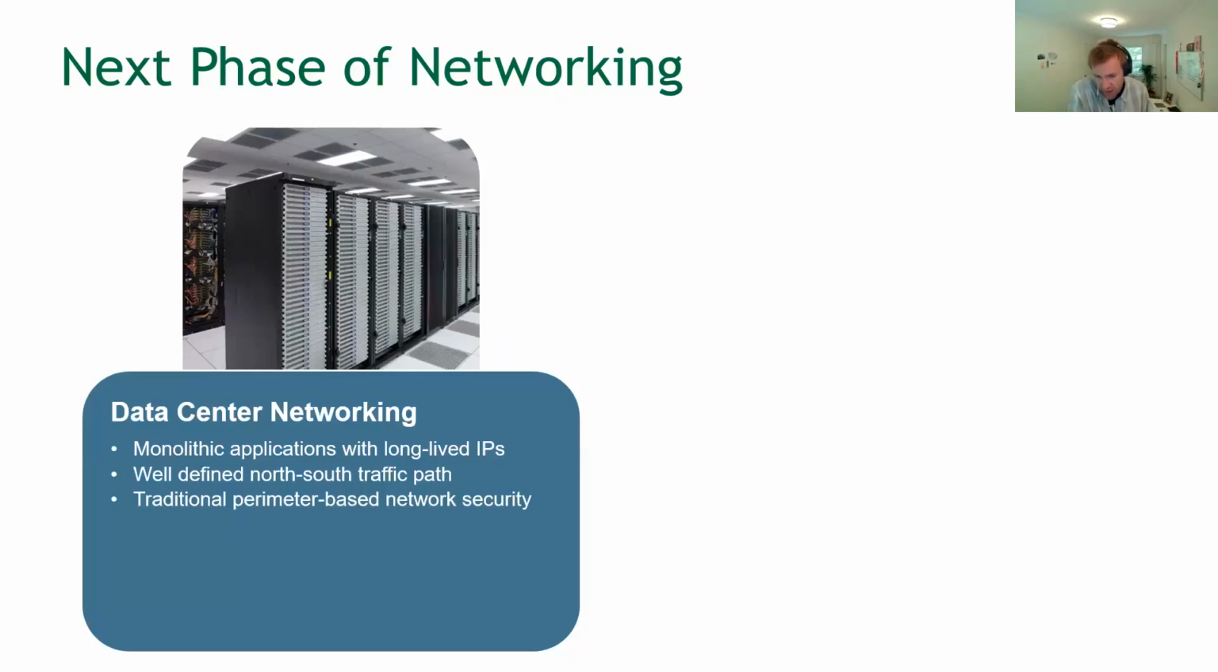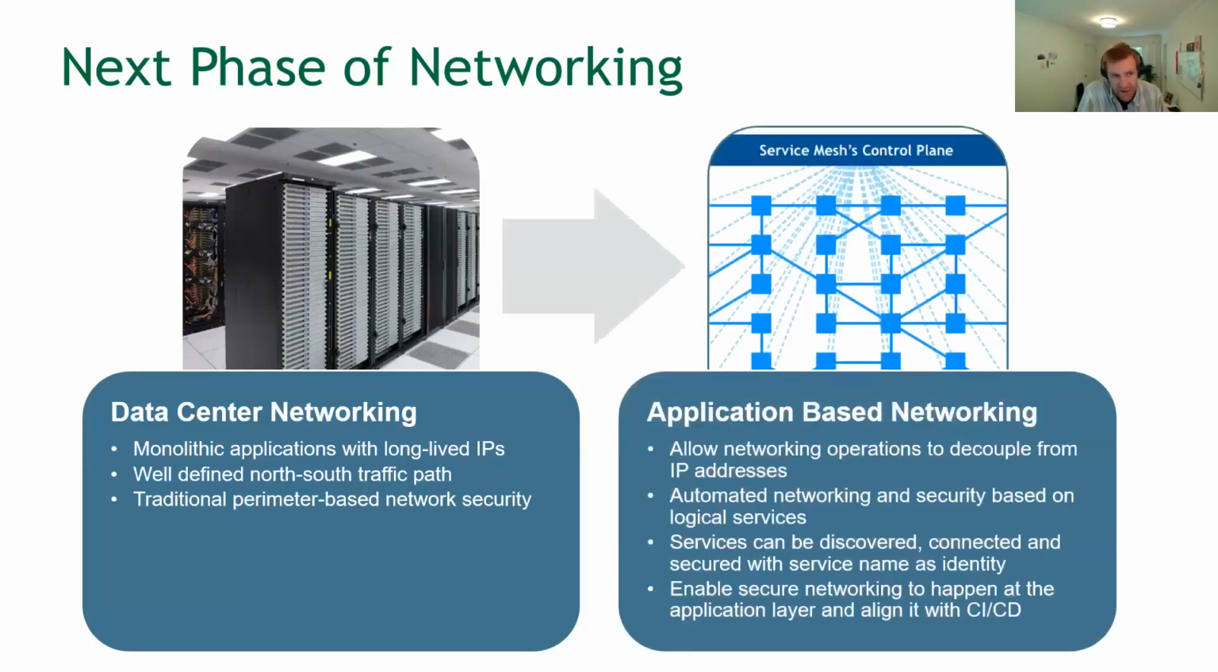If you're doing a lift and shift, and especially maybe 5-8 years ago, and you're starting to build cloud environments, you're doing it as you've always known, using long-lived static IPs and perimeter security. As we evolve into one of the next phases of networking, this is where ServiceMesh starts to look at more application-based networking. So we're basing our networking on logical services. This way we can automate how the networks are built, managed, and secured. Services can be discovered and connected automatically.